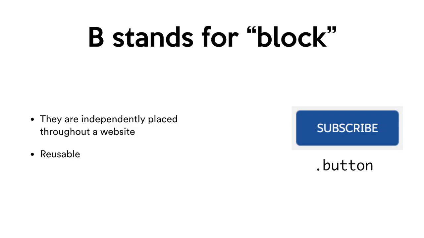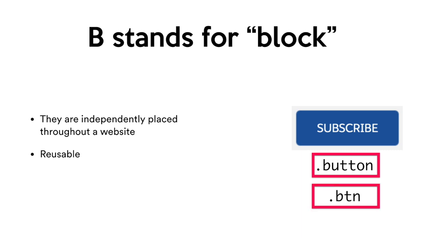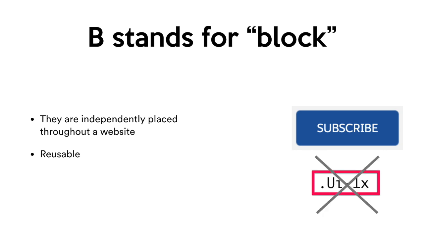So, which brings us to the B in BEM. B stands for block, and it's defined as an independent functional page component, which means that they can be placed anywhere throughout a website or throughout its web app or mobile app. It's a reusable component and it has a purpose. And in this case, we see a button block. The way we classify it in BEM is by giving it a class name and describing its purpose. It's a button. It's meant to be clicked on. We can also call it .btn. That's another way most people classify button blocks, but don't give it a random name like this.